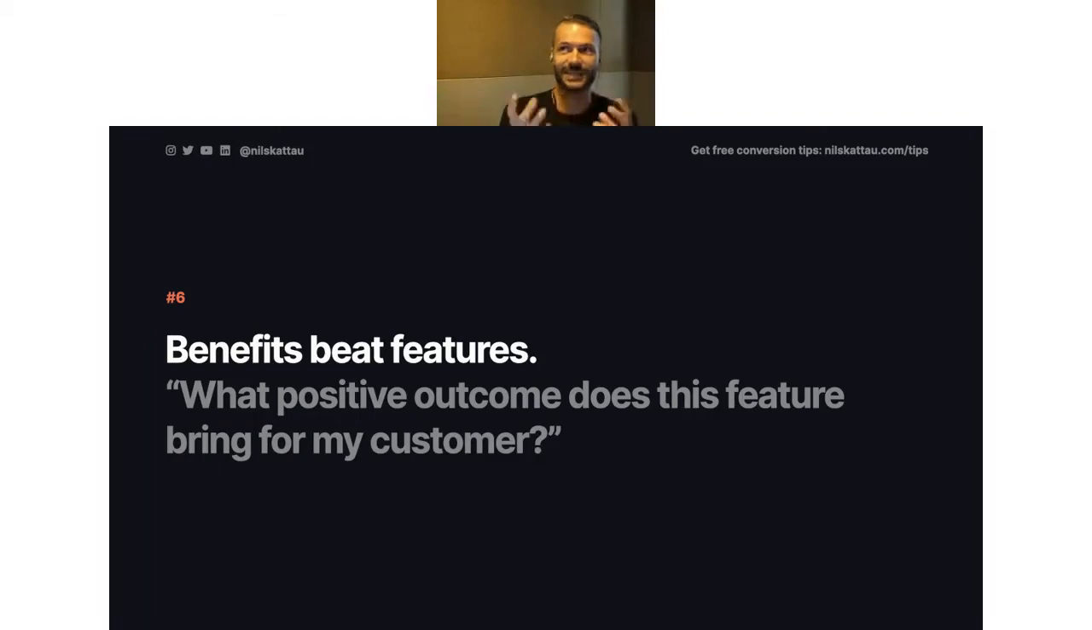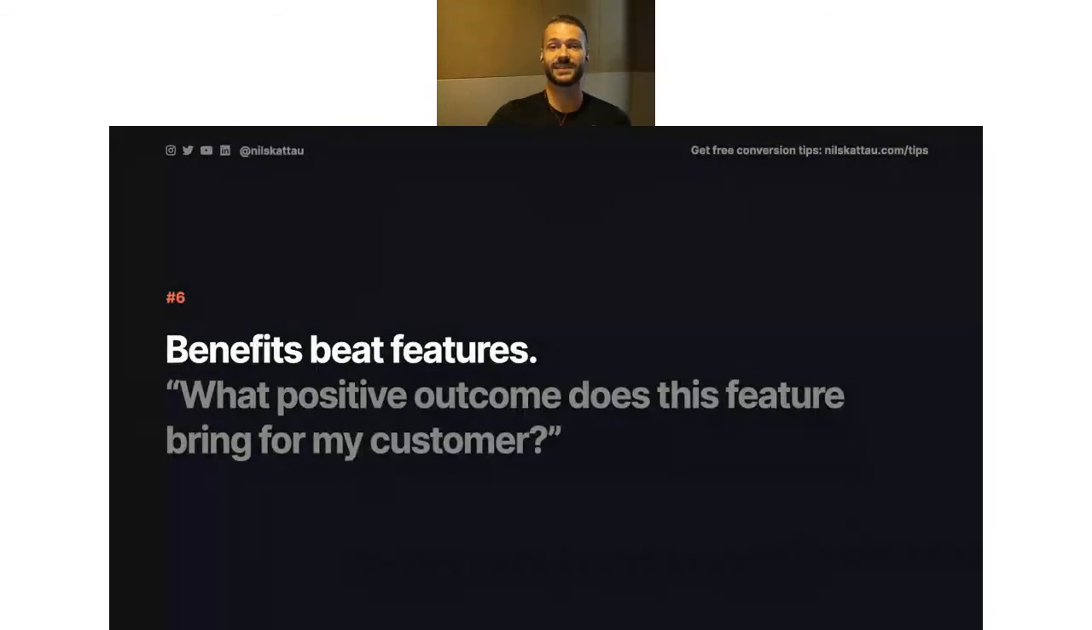And then how can you transform these features into benefits? You can take any product that you sell or any offer, any service. It doesn't have to be a physical product that you can touch. It can be anything really. For each of the features that you have in there, ask yourself the question: what positive outcome does this feature bring for my customer? To give you the example of this chair, let's take the backrest. What positive outcome does the ergonomically designed backrest bring for my customer?